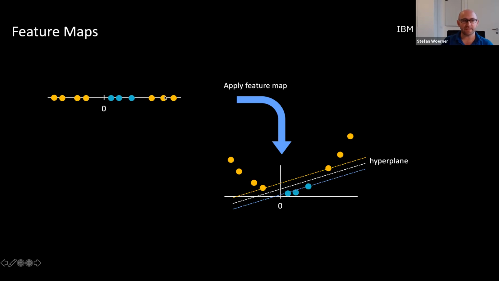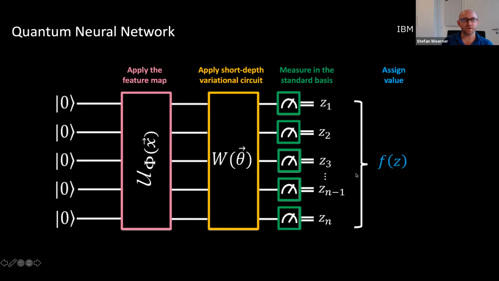So here you see a classical feature map. This is just a quadratic function. And you see suddenly this data gets linearly separable again. But with a quantum feature map, you could take this data and map it to an exponentially higher dimensional space. And there you may be able to actually achieve a higher accuracy. And this can be used, for example, in quantum neural networks.